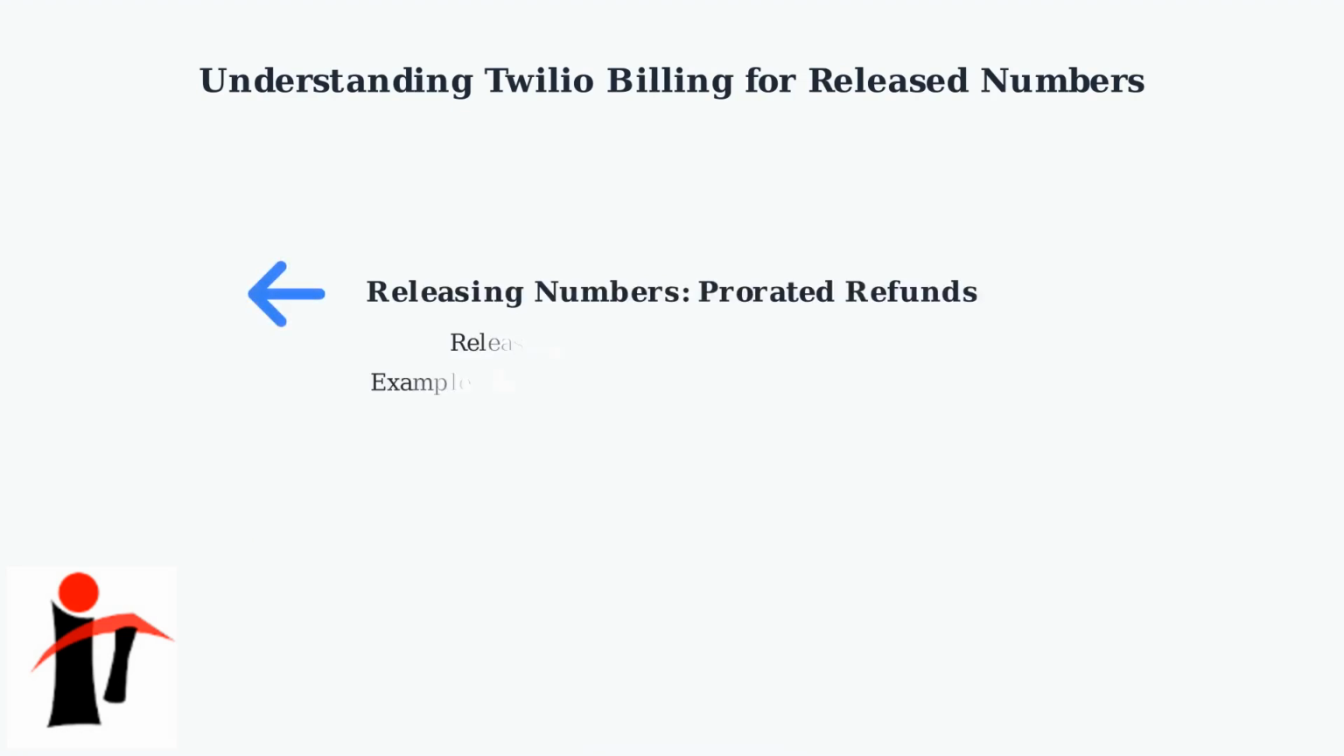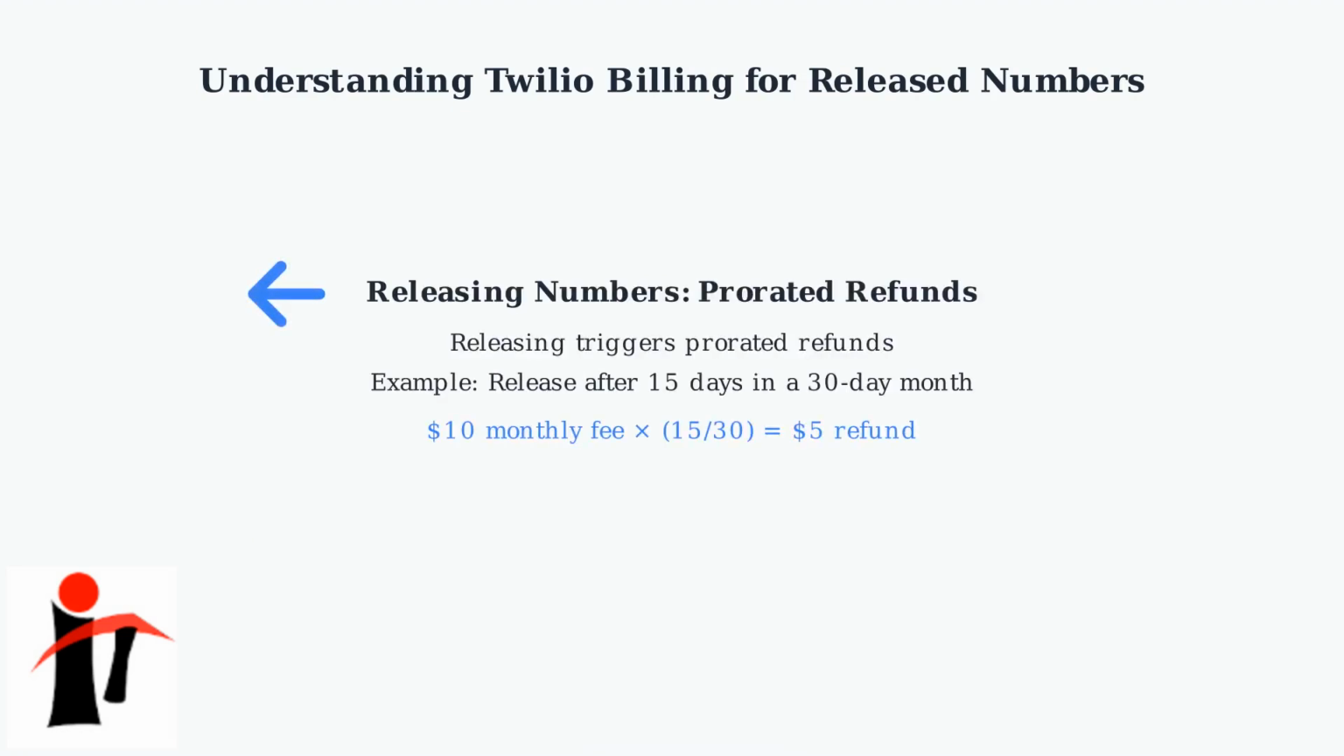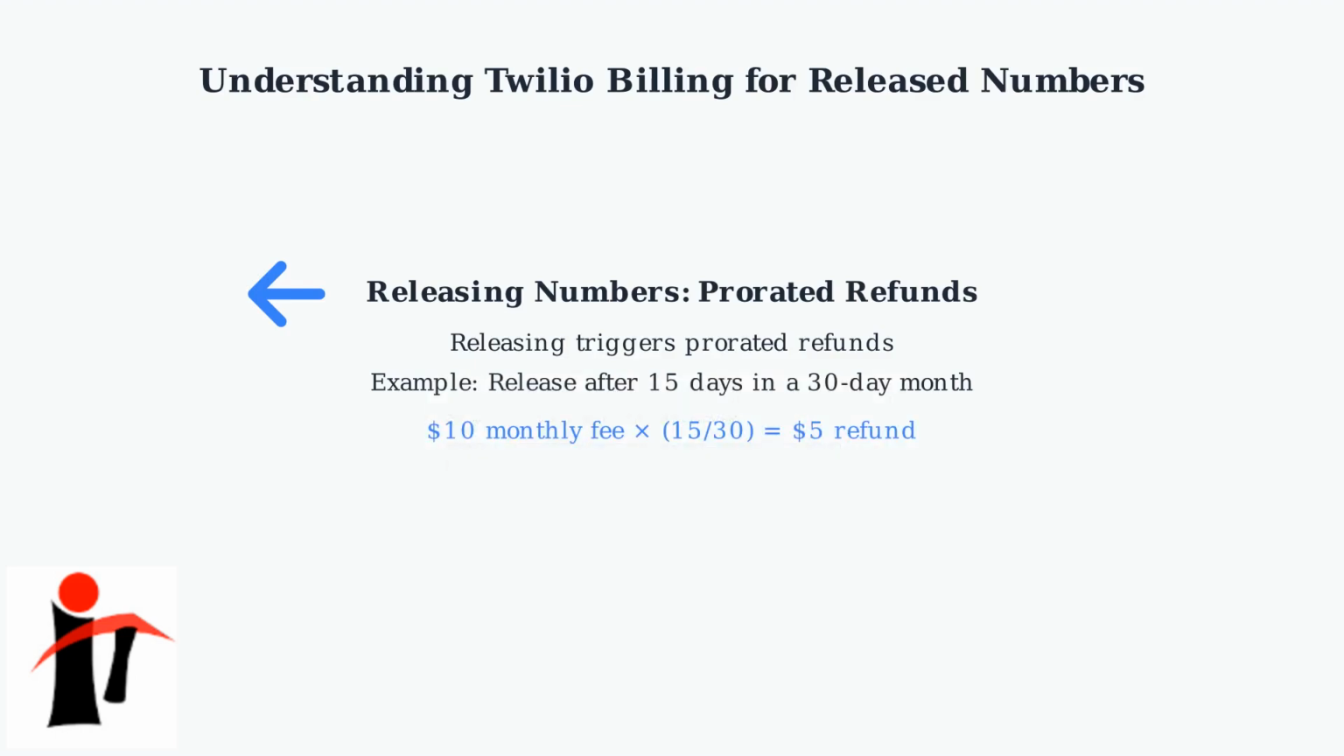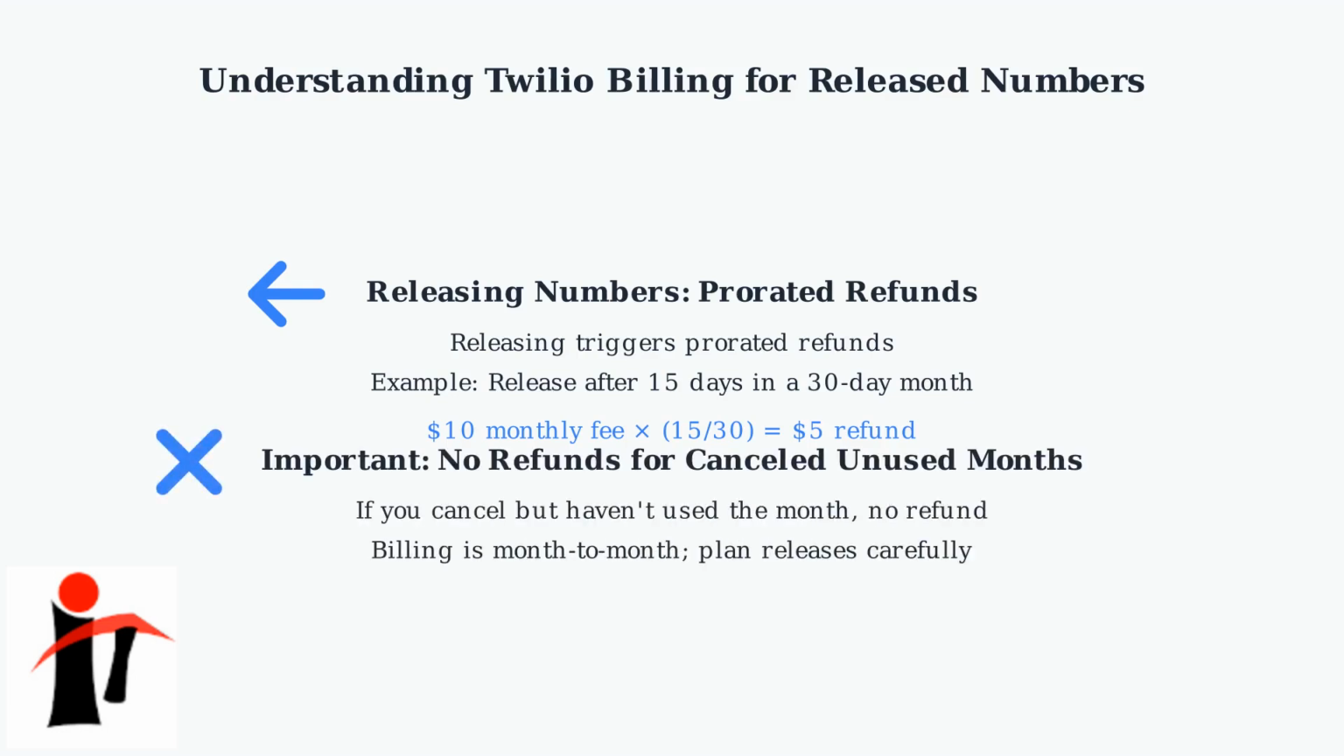When you release a number, Twilio provides prorated refunds for any unused portion of the month. For instance, if you release a $10 number after 15 days in a 30-day month, you'll receive a $5 refund. However, there are no refunds for months where you cancel a number but haven't used it. Billing occurs monthly regardless of usage, so it's important to monitor and release numbers only when appropriate.